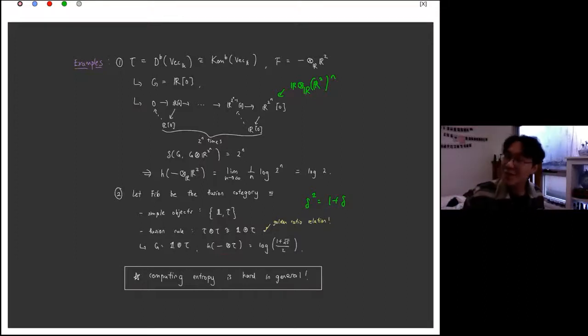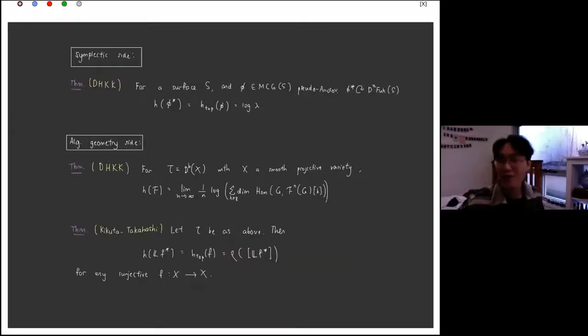Okay, so these two examples are very simple, and you can really compute them by hand. But as you would imagine, computing entropy for random endofunctors, or for some interesting endofunctors, can be hard in general. So what I'm going to do is give you a few nice results that have been proven, so that you can get a flavor of what people have actually tried to do.